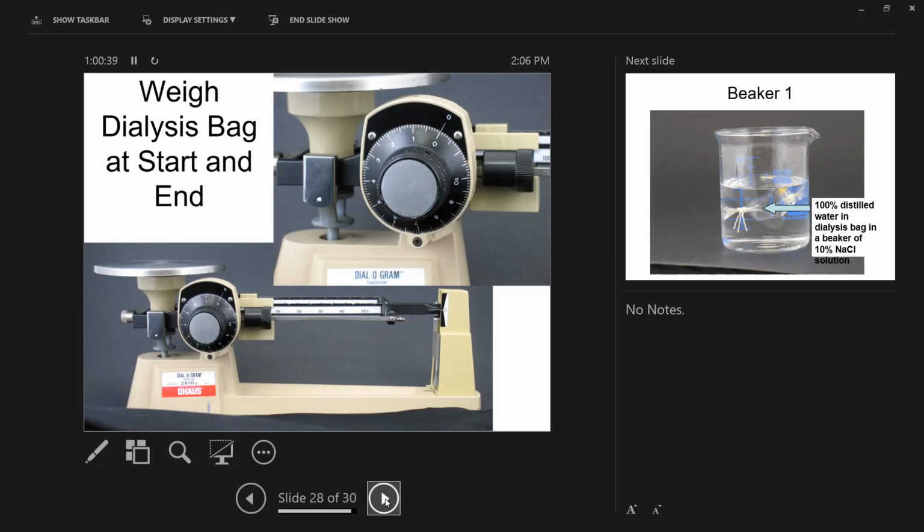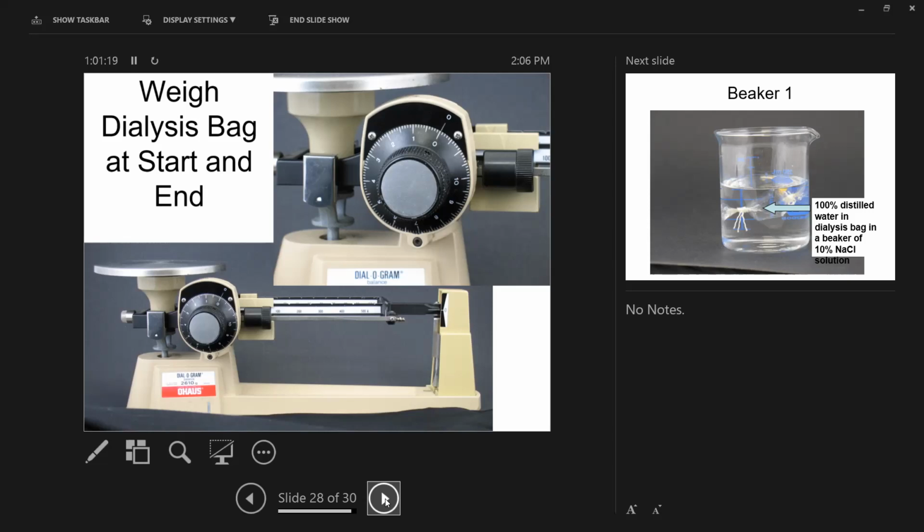We would take a dialysis bag, tie it off at one end, fill it with 100% distilled water, tie it off the other end, weigh it, and place it in a beaker filled with a 10% sodium chloride solution, 10% salt, 90% water. 100% water in the bag. Well, if you consider we have a membrane, which side of the membrane has the highest water concentration? Inside the bag. Water will leave the bag and go out into the beaker.